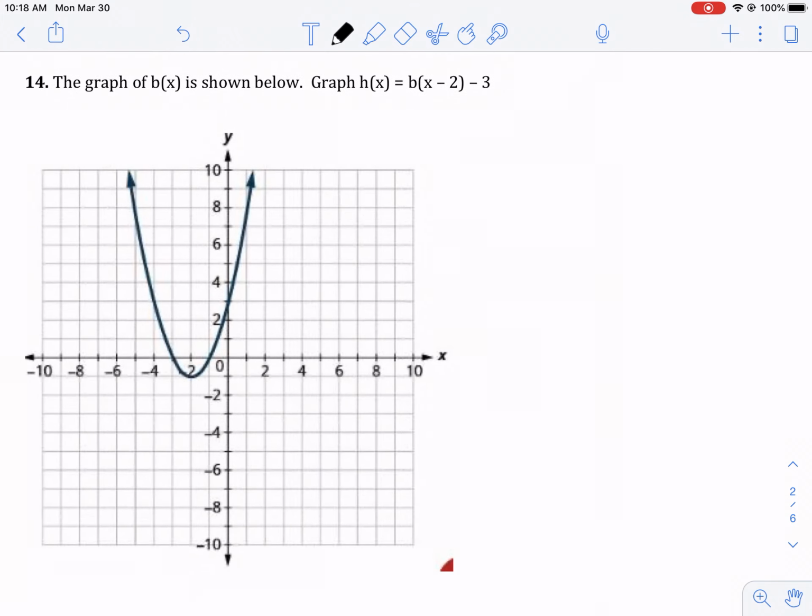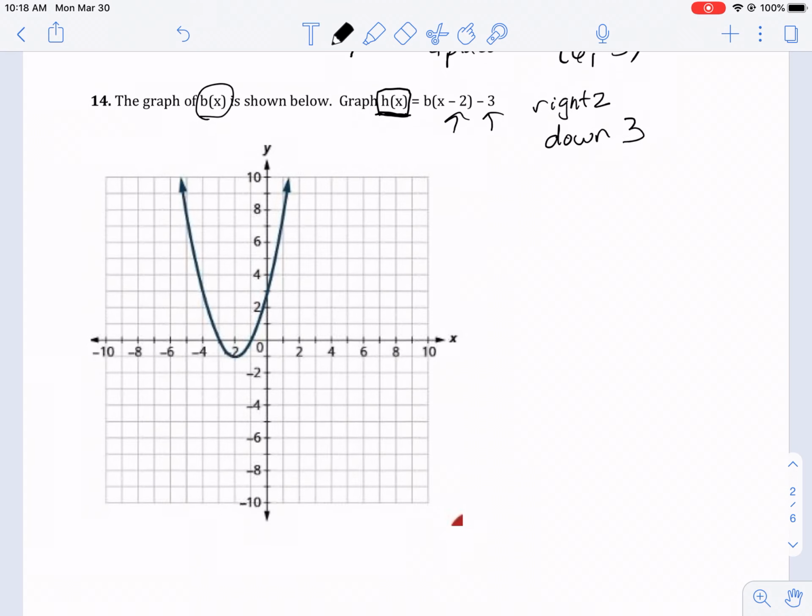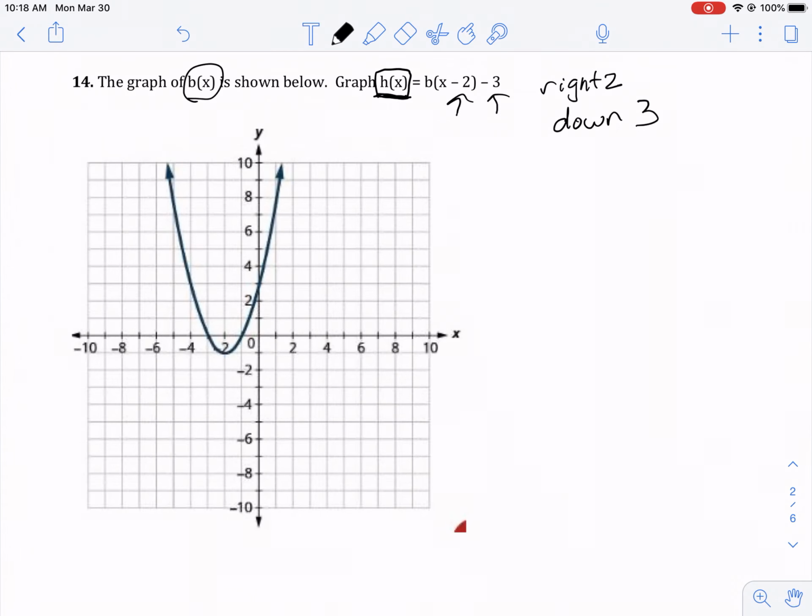Number 14, the graph of b of x is shown below. H of x, so some new function called h of x, is found by taking the function b of x and performing this transformation to it. So what they're telling you to do is to shift the function b of x, and when you get done shifting it, we're going to give it a new name called h of x. It has a minus 2 in with the x. That means we're going to shift this function right 2. Negative 3 is on the outside, so we're also going to go down 3. And they want us to graph this new function called h of x.